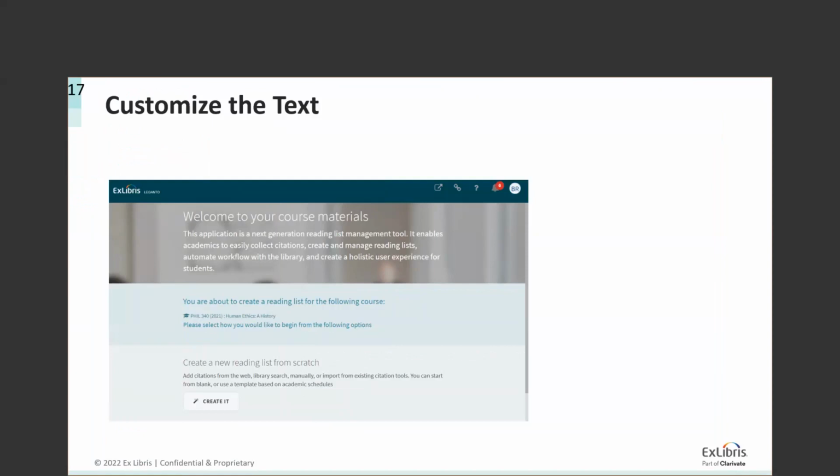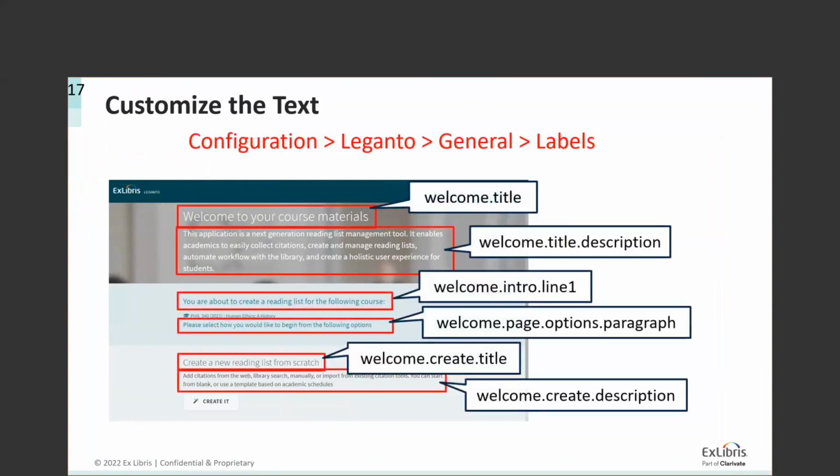You can also customize any of the text on the screen to make sure it's clear for your instructors and uses language that you use with them. It's done on a configuration table, and it's called the Leganto configuration, and then you go to General, and within that, it's the labels. Each of those pieces of text is a distinct label, as you can see here on this page. When you change the text on the label configuration page over in Alma's configuration, it immediately changes in Leganto as soon as you save it.